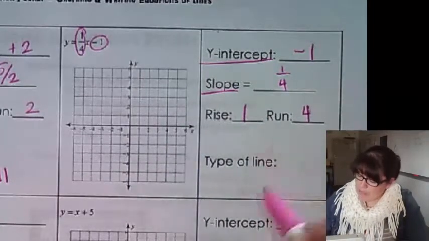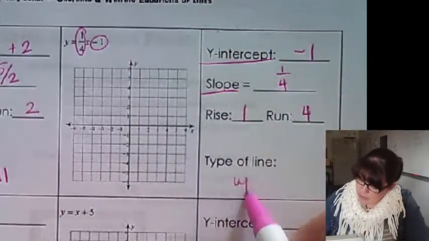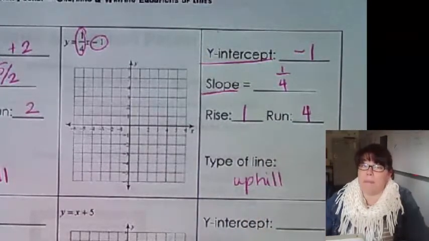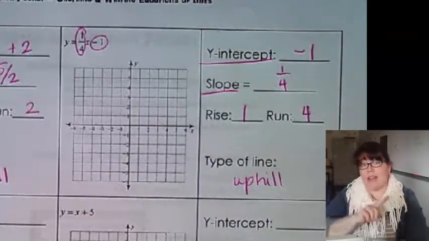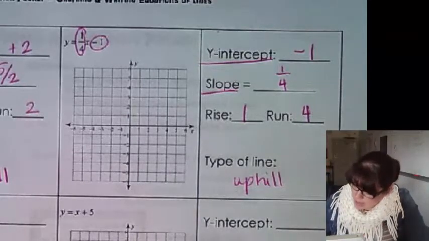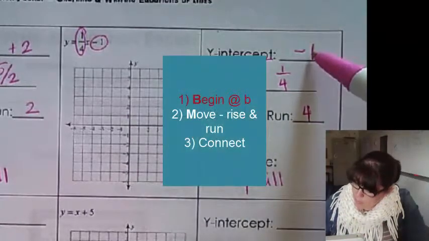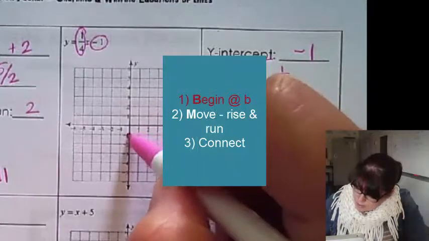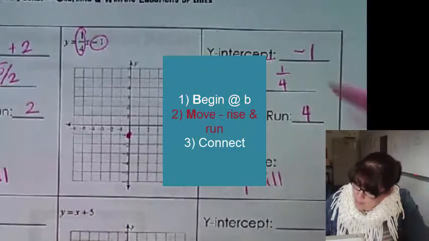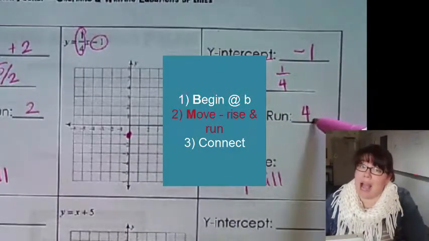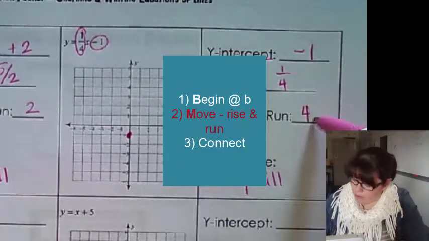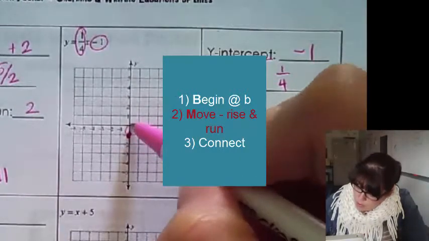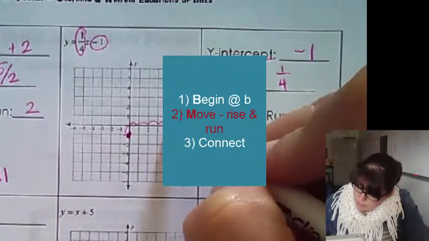All right, my slope is positive, which means I am going to expect this graph to create an uphill line when I look at that line going left to right. So let's see if that's what happens. My beginning point, my y-intercept, is -1, so I'm going to begin there. I'm going to use my rise and my run to tell me how to move my m value. Up 1 over 1, 2, 3, 4.